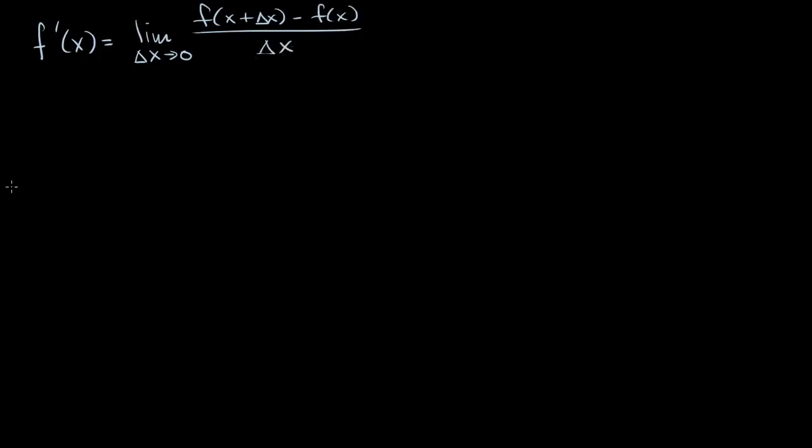So when you first learn calculus, you learn that the derivative of some function f could be written as f prime of x is equal to the limit as, and there's multiple ways of doing this, the change in x approaches 0 of f of x plus our change in x minus f of x over our change in x. And you learn multiple notations for this.